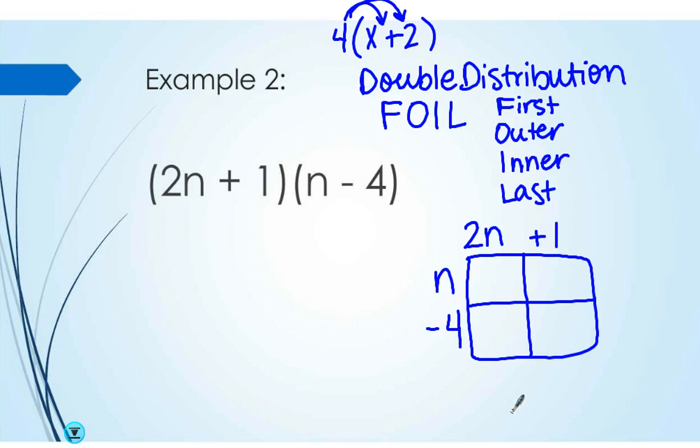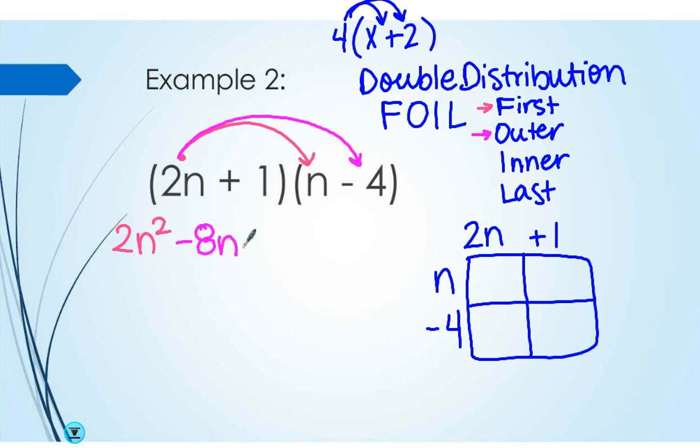Alright, and I'm going to kind of do both of these together. So first thing, I'm going to distribute my first term to my first term, and that's where this comes in. Alright, so 2n times n is 2n squared. Our next one, I'm going to distribute our outer. So this is our outer term to our outer term, and that's where this thing comes in. So 2n times -4 is -8n. Alright, then we do our inner terms. These two here on the inside. So this is a +1 times n, which is 1 positive n.